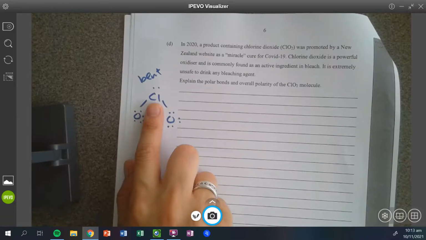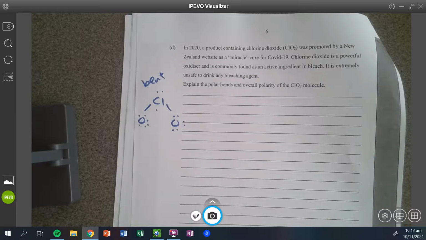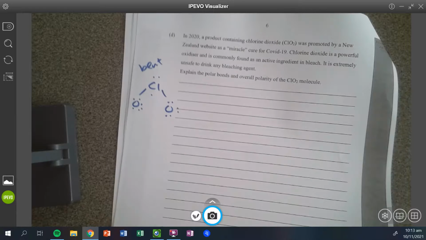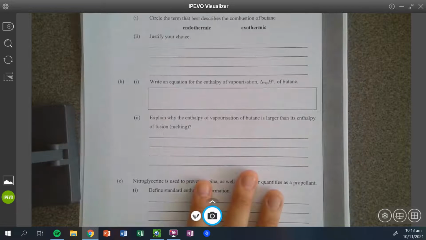So it was a very strange molecule. It threw a lot of you. All right, next one. Trying to breeze through this so you can see everything. This one here was your enthalpy calculation. Most of you were fine on this.